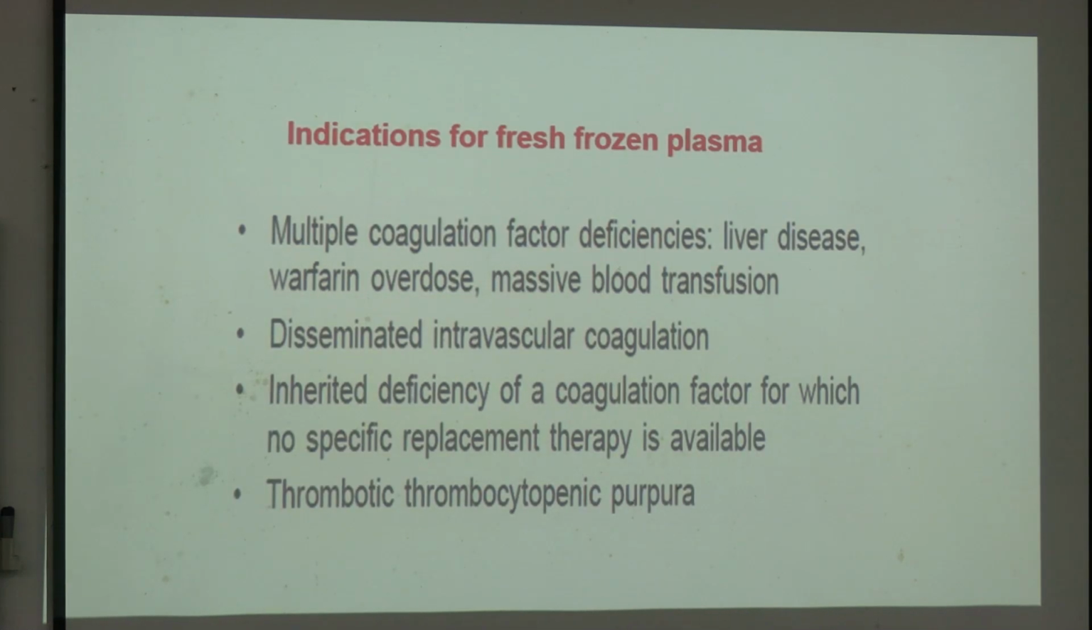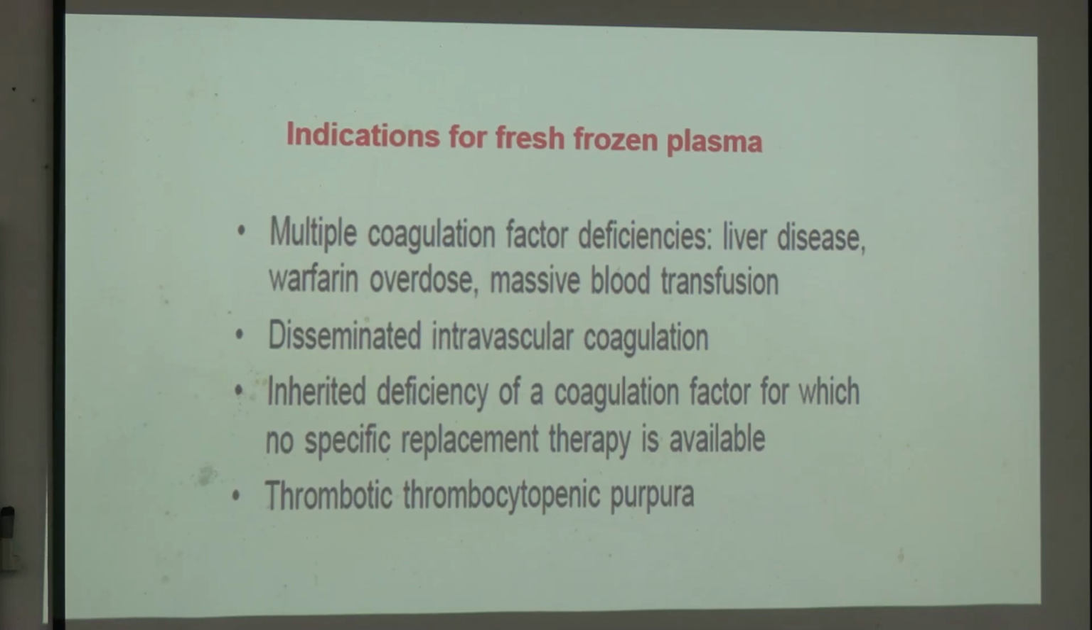Indications of FFP. The first is multiple coagulation factor deficiencies, that is liver disease, warfarin overdose, massive blood transfusion. The second is disseminated intravascular coagulation. Third is inherited deficiency of a coagulation factor for which no specific replacement therapy is available. And the fourth is thrombotic thrombocytopenic purpura.